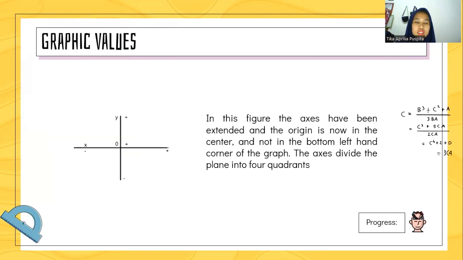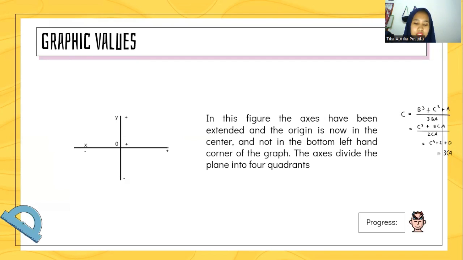The next one is this picture. In this figure, the axes have been extended and the origin is now in the center and not in the bottom left-hand corner of the graph. The axis divided the plane into four quadrants. You can see the origin O and the four given quadrants in the figure.